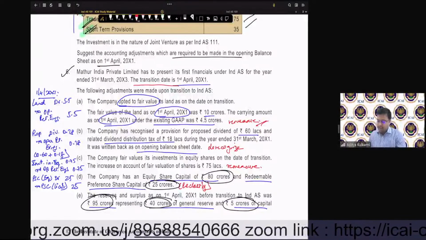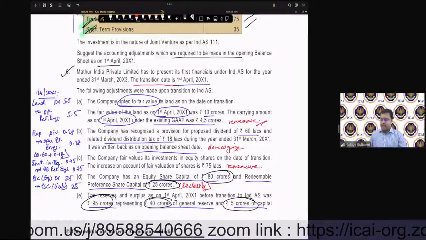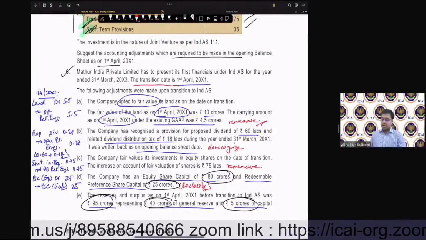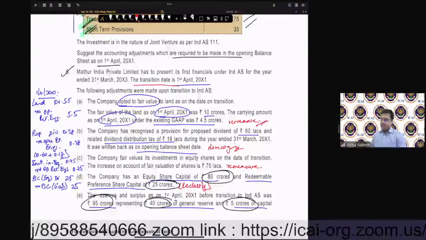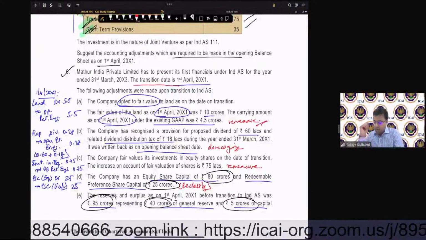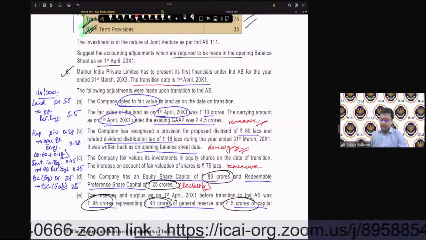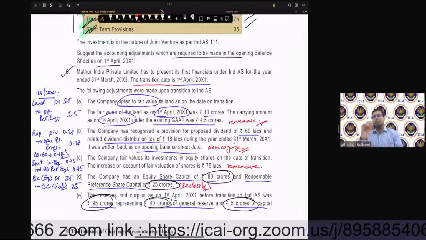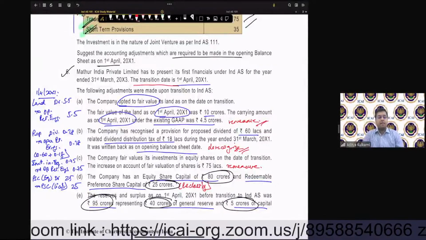The company has recognized a provision for proposed dividend of 60 lakhs, and related dividend distribution tax of 18 lakhs. So the total is 78 lakhs, during the year ended 31st March 20X1. It was written back as on the opening balance sheet date. So this becomes the de-recognition. So the entry will be proposed dividend account debit to opening retained earnings 0.78. Are we okay with this?